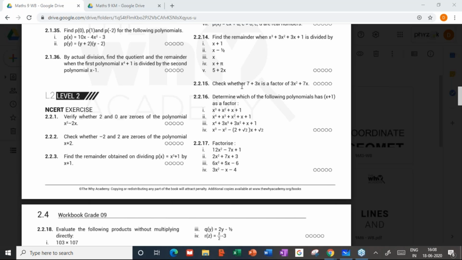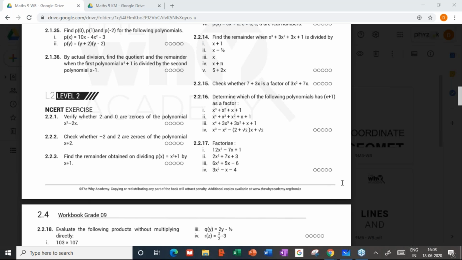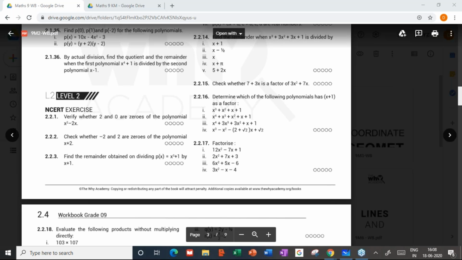What do you do here? You set x plus 1 equal to 0, right? X plus 1 equals 0, so x is equal to minus 1. Then you substitute x equal to minus 1 in p of x. That is minus 1 plus 1, which is 0.